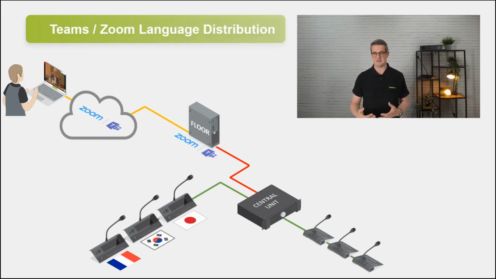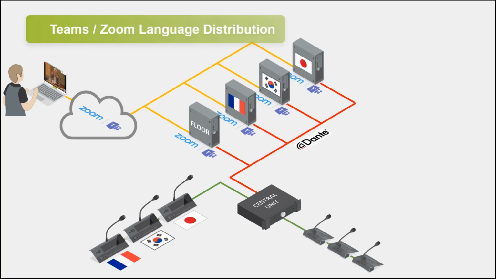So in this case, you would set up a Dante audio routing, use a Dante virtual sound card on that PC, and inject the audio channel of the floor into the cloud. Of course, in that case, we only have the floor. We do not have the interpretation channels yet available. And to do this, we need to add a few more PCs, one for every language to be precise.